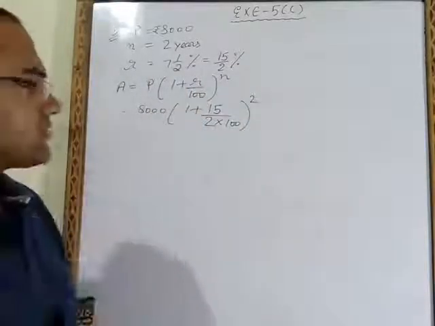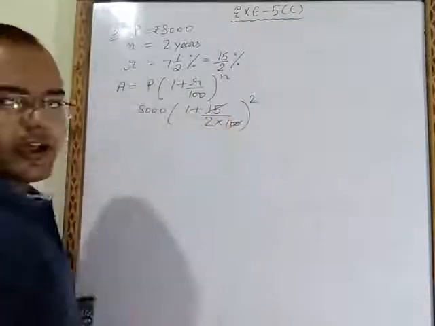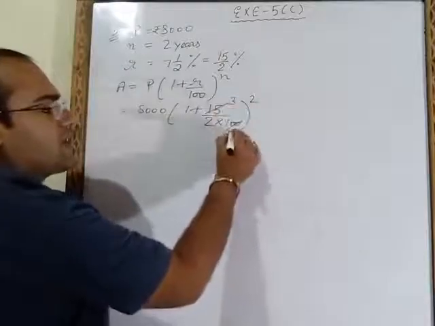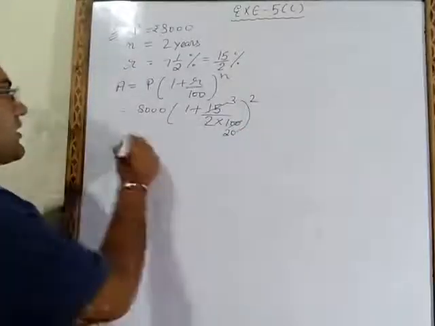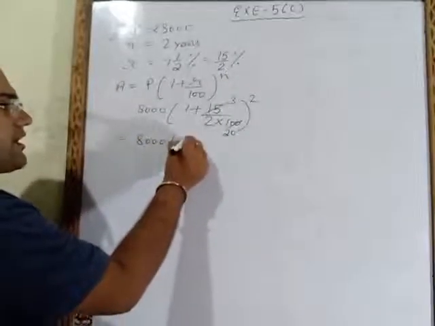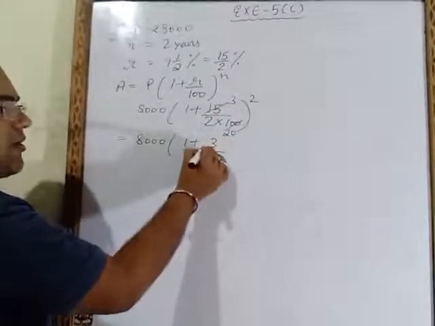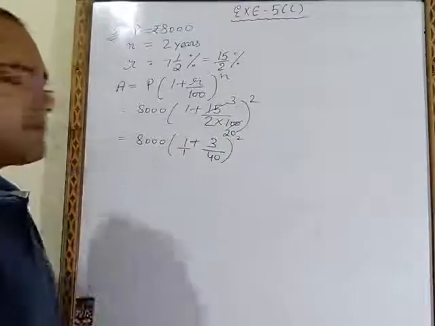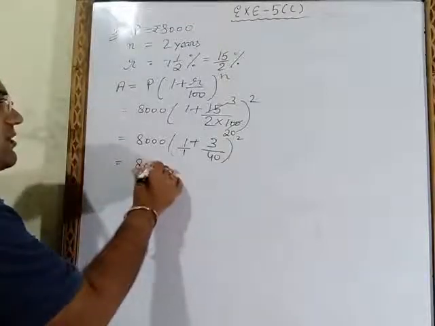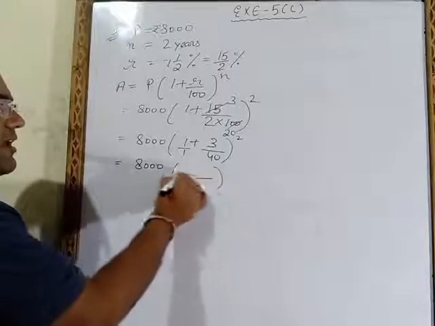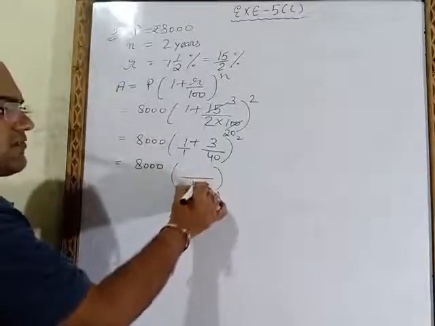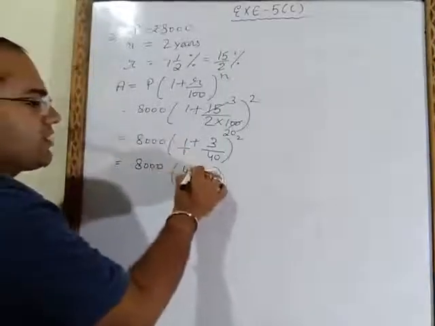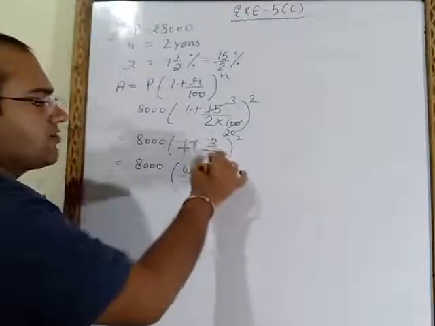Now here what you have to do, first of all you have to cancel these two numbers, ये दोनों कट करेंगे, with the table of 5: 5 3 जा 15, 5 20 जा 100. Now 8000 we have to write as it is, bracket 1 plus 3 upon 2 into 20 will become 40, whole power 2. Now next step, 8000 we have to write as it is, bracket, here we have to take the LCM, 1 and 40 LCM will be 40. Next step, 40 into 1 will be 40 plus 40 into 1 ja 40, 1 into 3 will become 3.